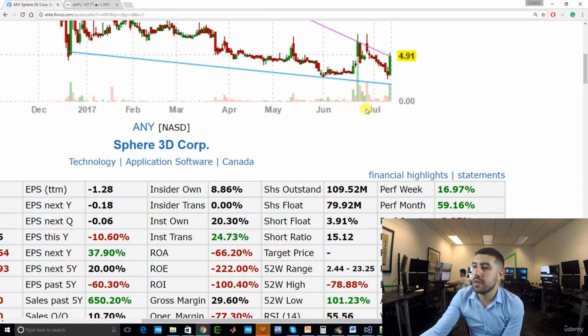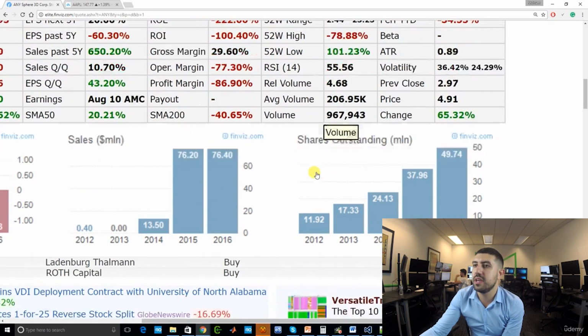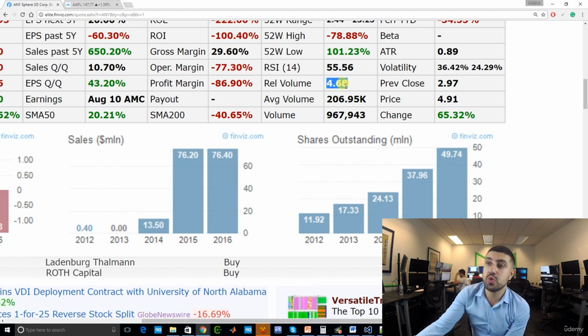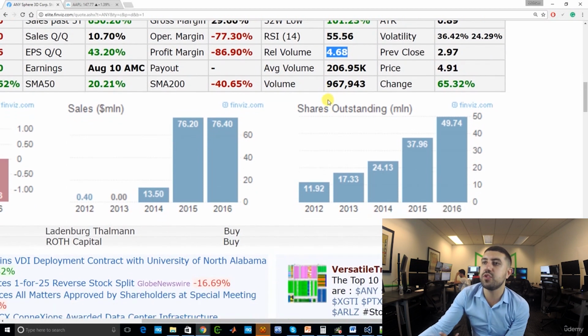And you can see here, for this stock, the average volume is usually 200,000, but today it traded almost 1 million shares. So its relative volume is almost 5 times its usual volume. So it's meaningful. Something is going on. You're comfortable going in that direction because it's supported by a lot of people, and by a lot of transactions.